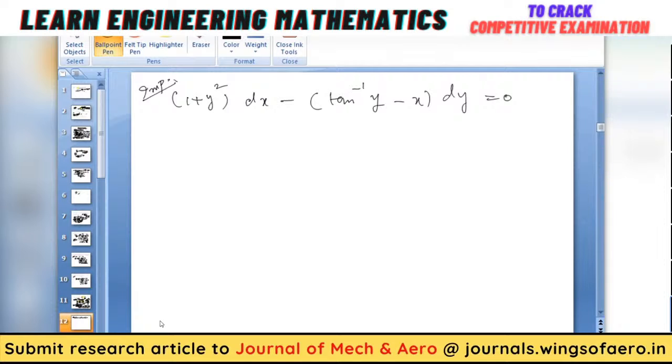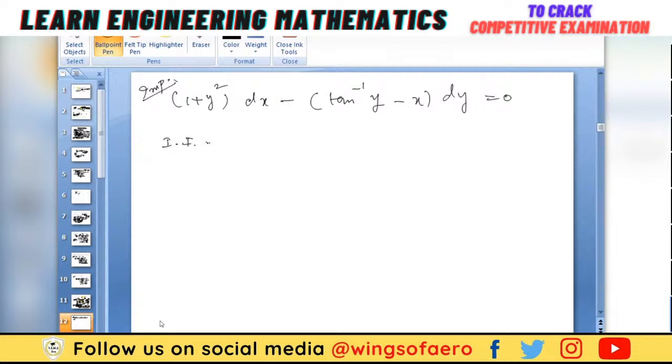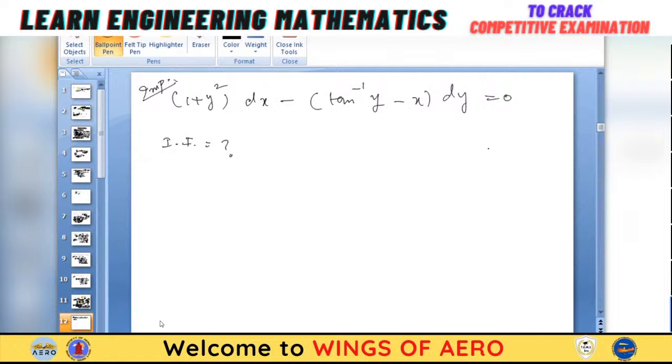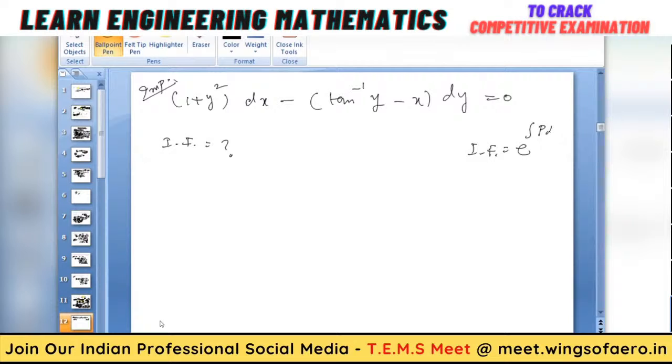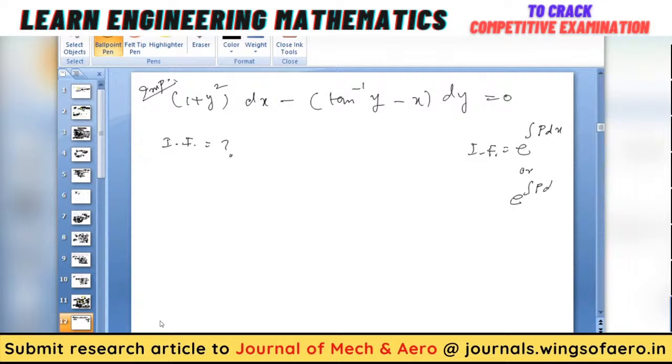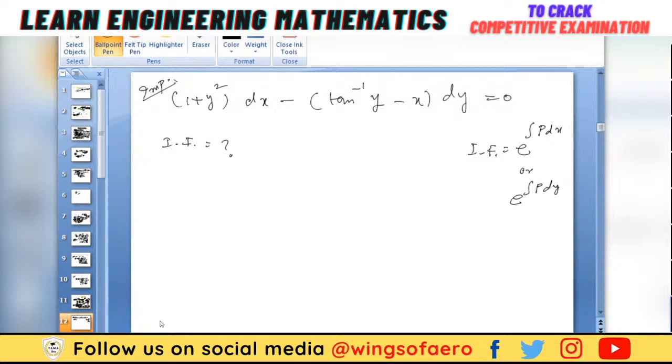Just find the integrating factor. After the integrating factor, you don't need to solve it. What is IF? If you forgot the IF, then I am writing the formula of IF again. IF is equal to e to the power integration of p dx, or e to the power integration of p dy, depending on which one is the independent variable, x or y.